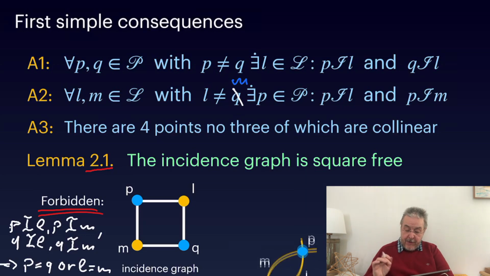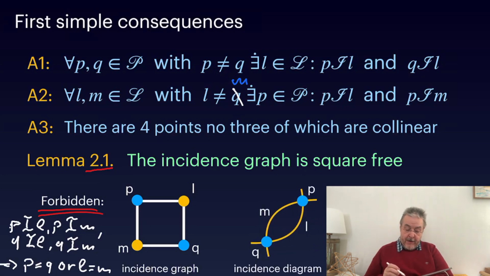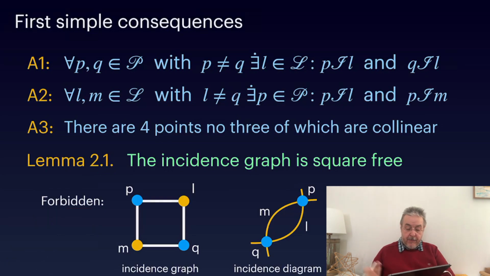A third way to think about it: it's also forbidden to have that in the incidence diagram. Whenever you have drawn 2 points, there cannot be 2 lines passing through both of them. We will need that in our investigations in a moment.